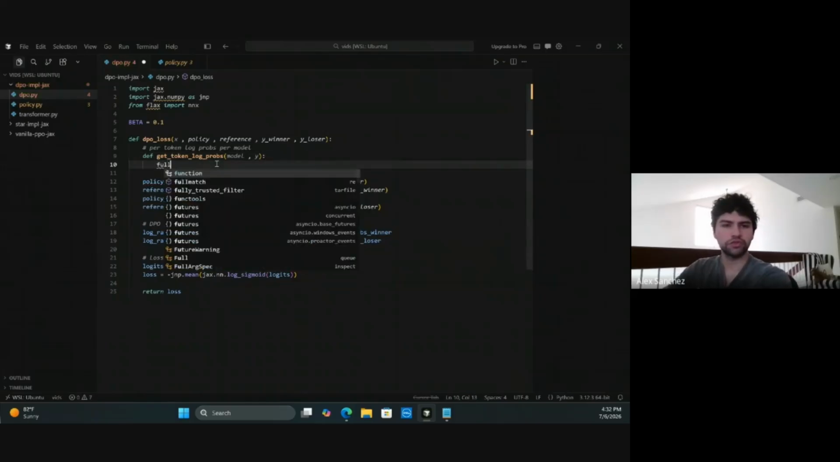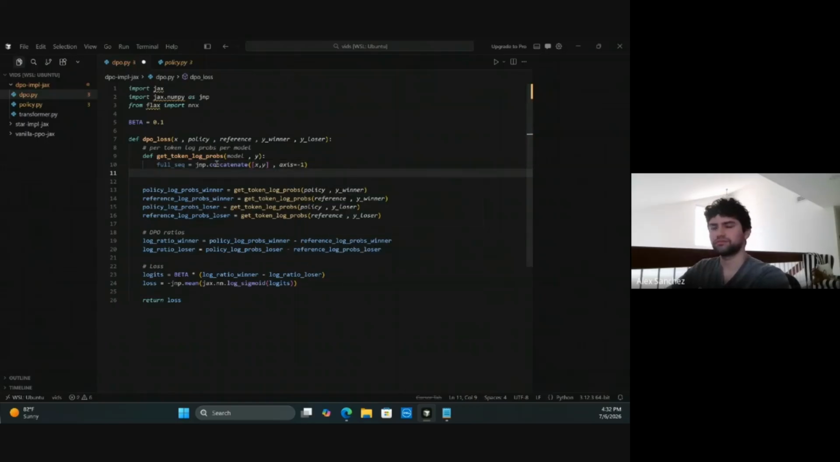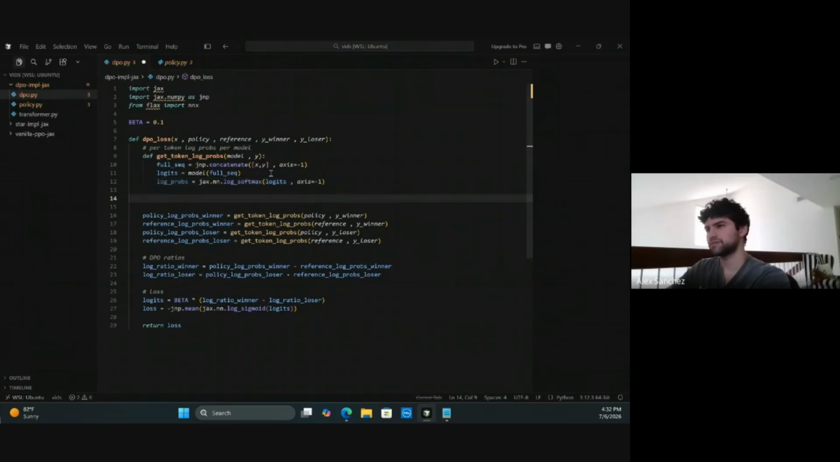And so here we have our function. The first thing we want to do is get the full sequence. For the full sequence, jnp.concatenate, we're going to concatenate x and y along the last axis, because remember, this is batch and sequence length. So we have the full sequence, and then we get the logits by passing it through the model. That's how we gather the log probs: we get the log softmax of the logits along the last axis.